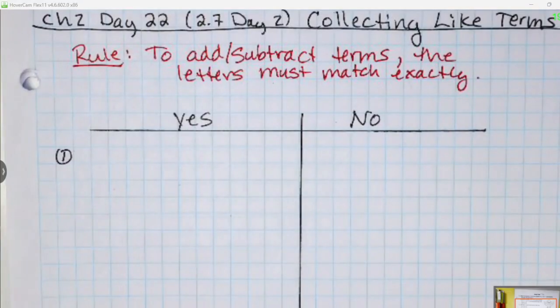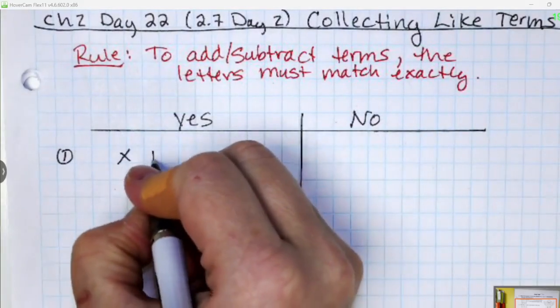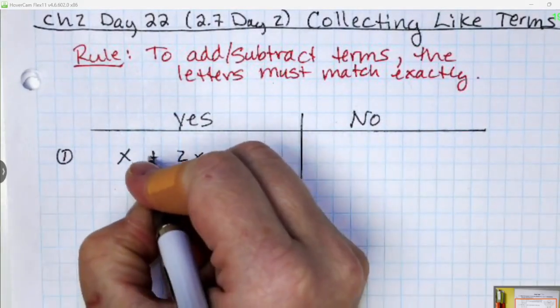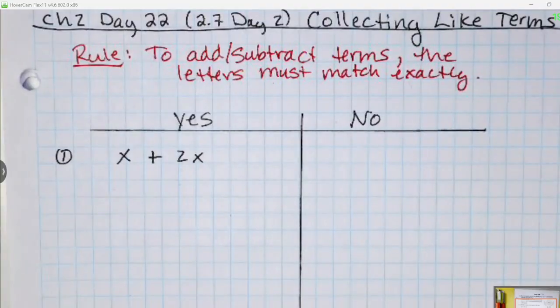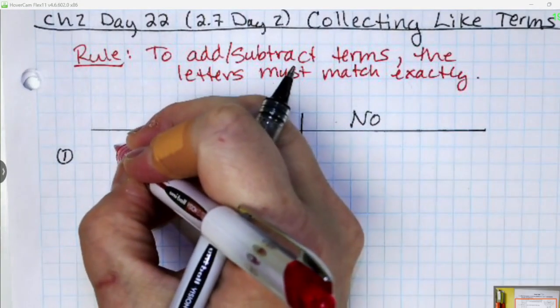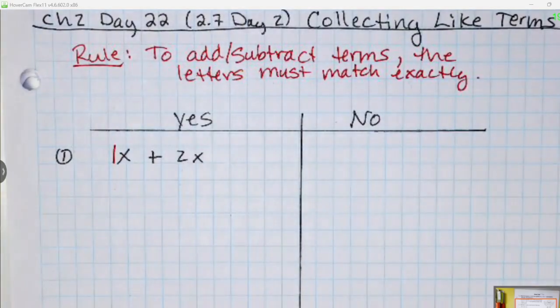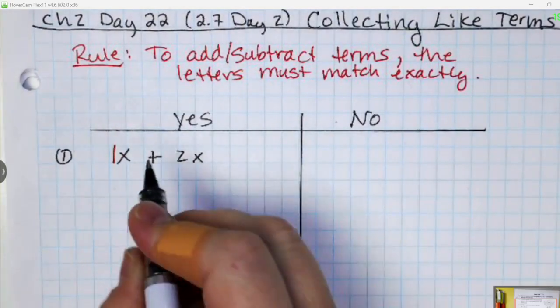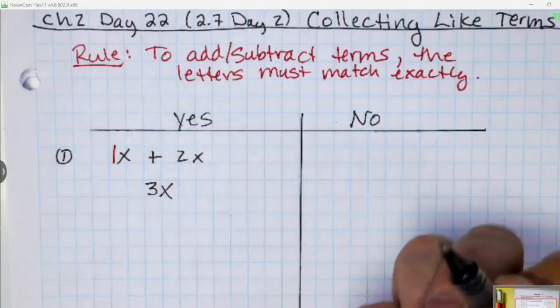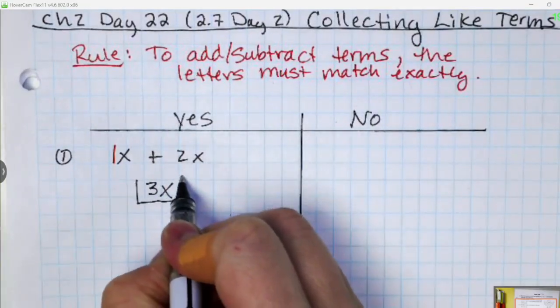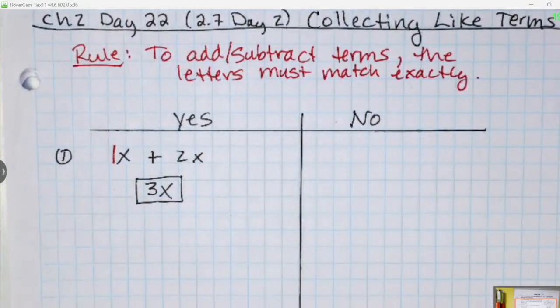All right, so in the yes column, x plus 2x. Both of them have a single x, so yes, you can add them. Remember that an x has an invisible 1, so you just do 1 plus 2 is 3x. When you add, the letters do not change. You add an x to an x, you should get an x.